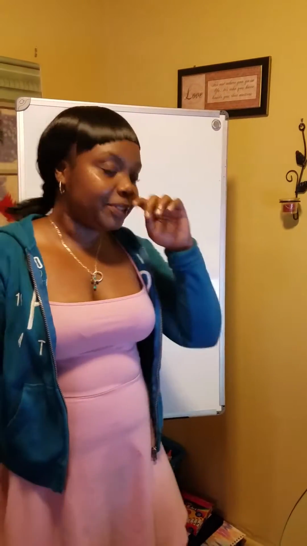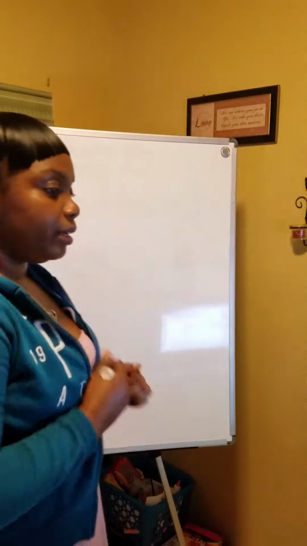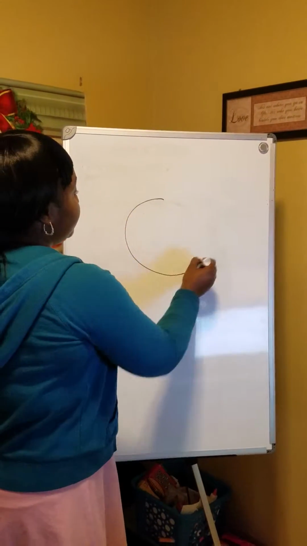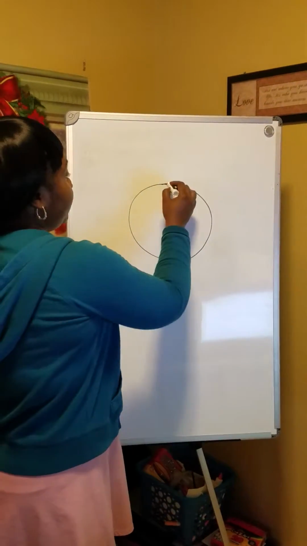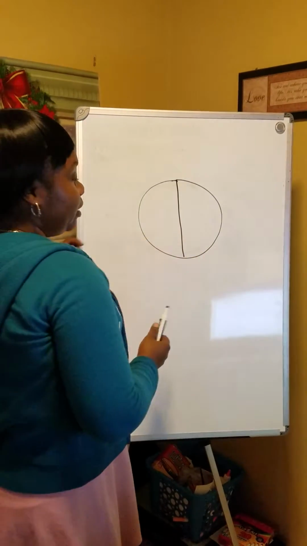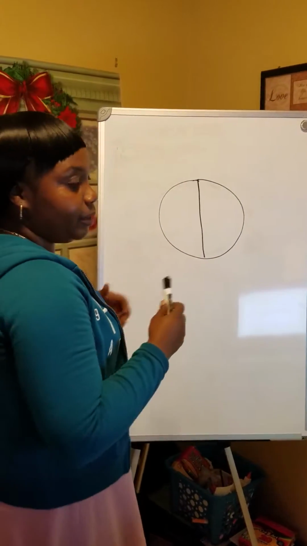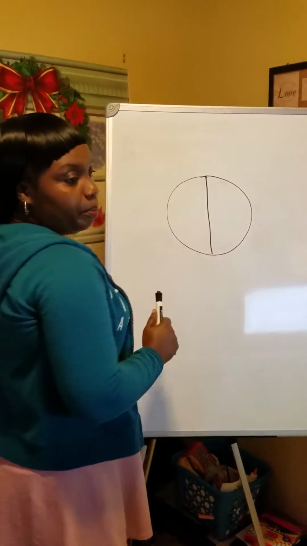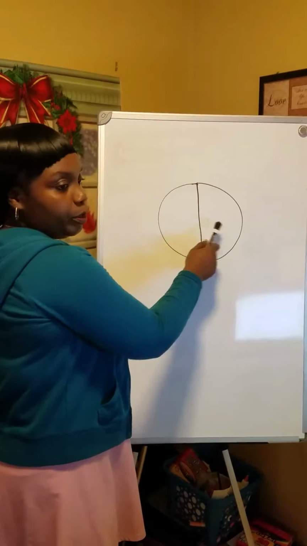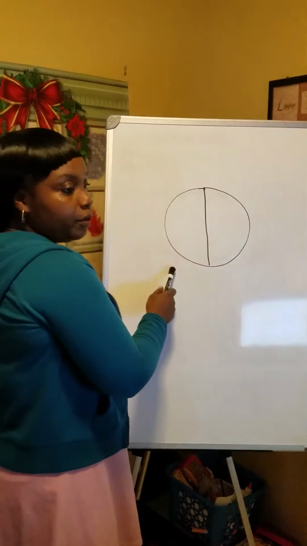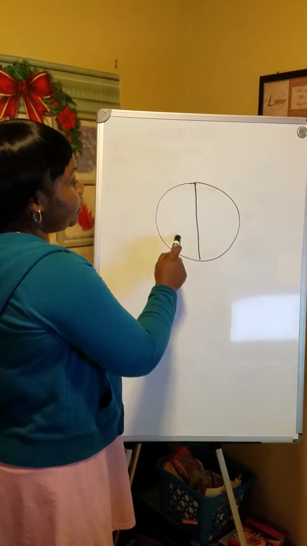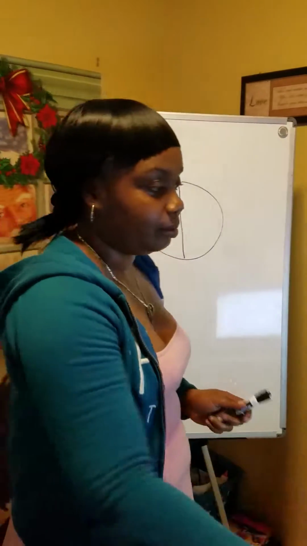Hi kids, so today we'll be learning about fractions. Take for instance you have this circle. If you draw a line through the circle, you divide the circle into two equal parts. Now each part of this circle represents a fraction of the whole circle. So this is a fraction of the circle, this is a fraction of the circle.